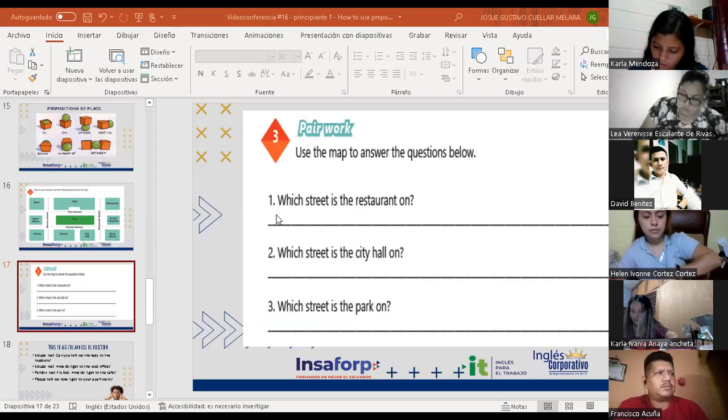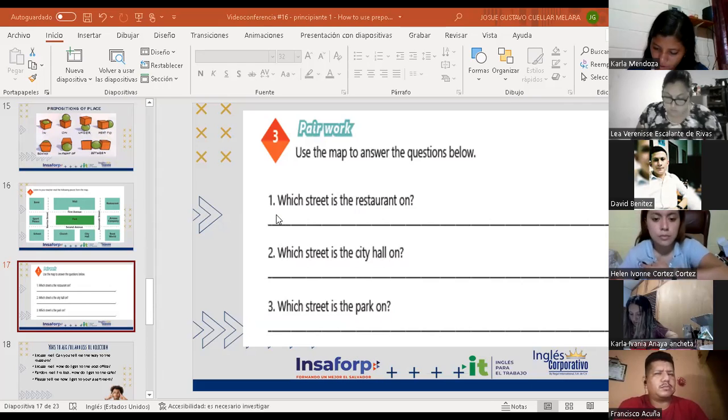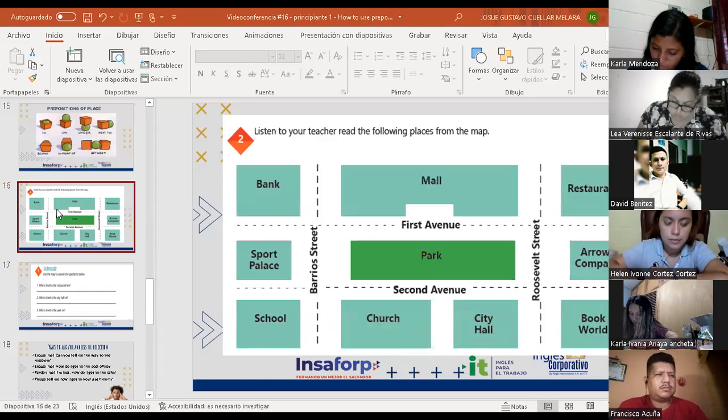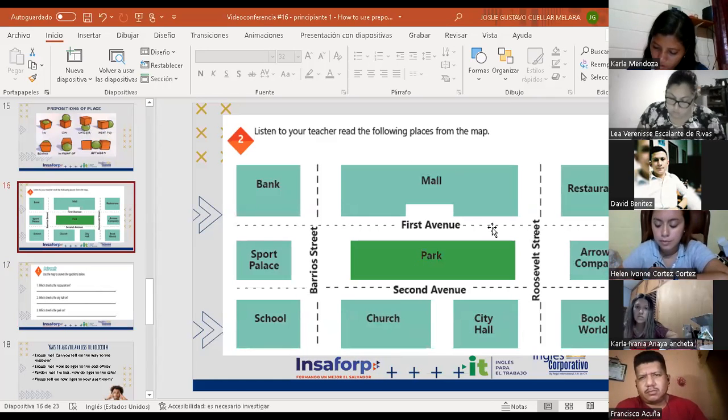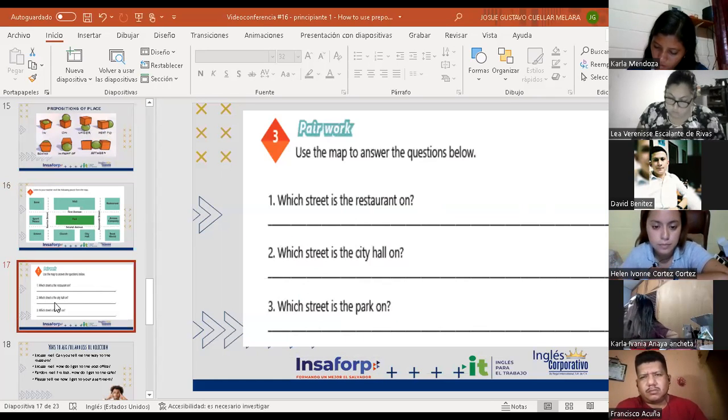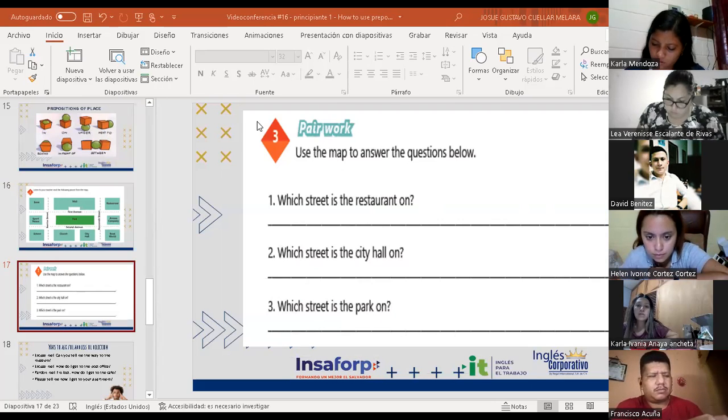Ok. Which street is the restaurant on? ¿En qué calle está el restaurante? And you said? The Roosevelt Street. Ok, Roosevelt Street. Ok, thank you. Marvin, do you have some others? Number two, which street is the city of Second Avenue? Okay, which street is City Hall on?